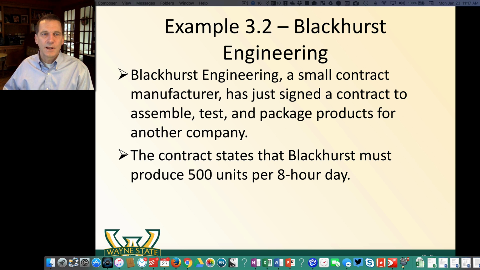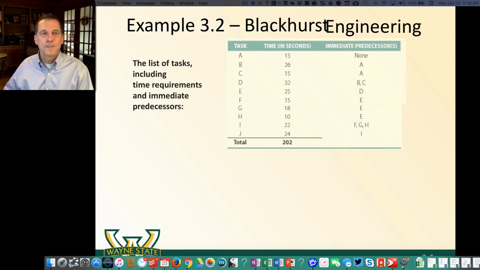And you will recall from our last session that we can find the takt time if we know how many units we must produce in a given period of time. And we will need to do that for this exercise.